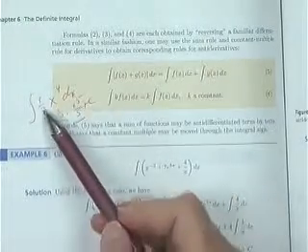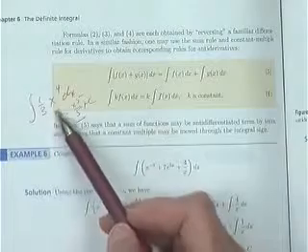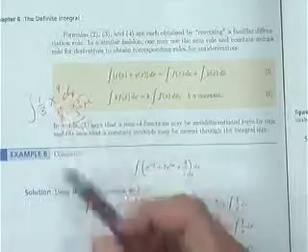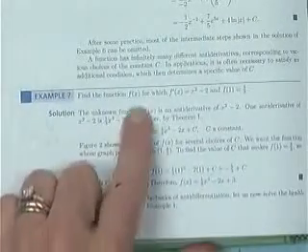We did not learn if you had a function times a function in here. That's called integration by parts. That's next semester, and that's the reverse of the product rule for the derivative. So that's next semester. Okay? All right, bottom of page 322.